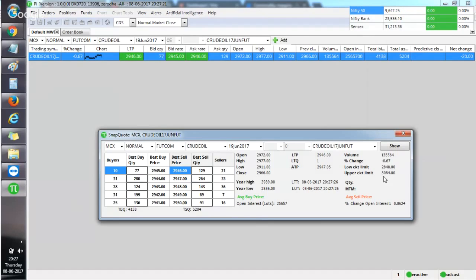So this range is fixed so that the price suddenly doesn't move up or down beyond this range. If that happens, there'll be so much panic among the traders, and people may lose their money at a very fast pace. So, for example, if the price reaches 2848 right now, then the trading will be halted, which we call the lower circuit, and trading may resume after a few minutes.